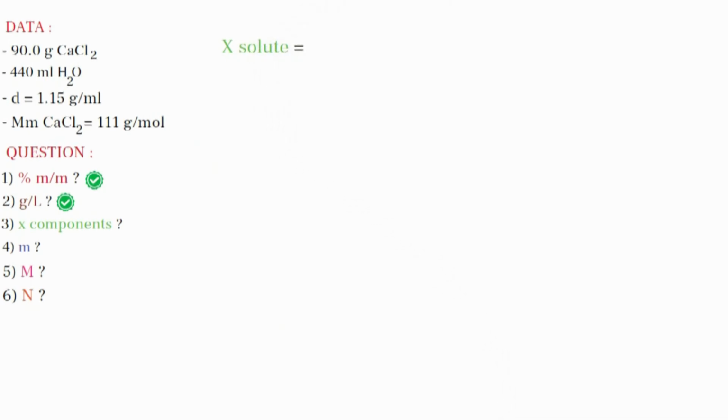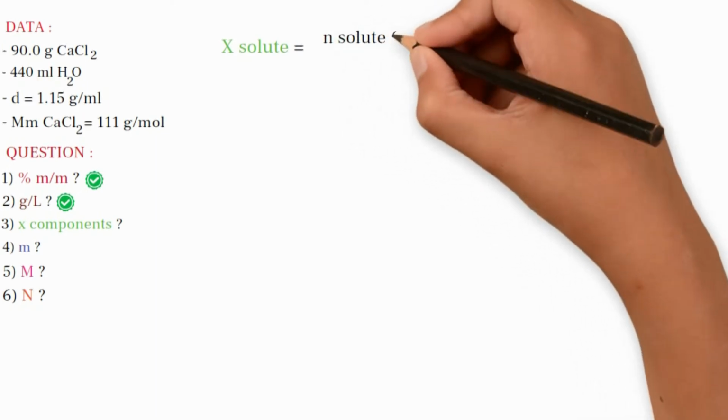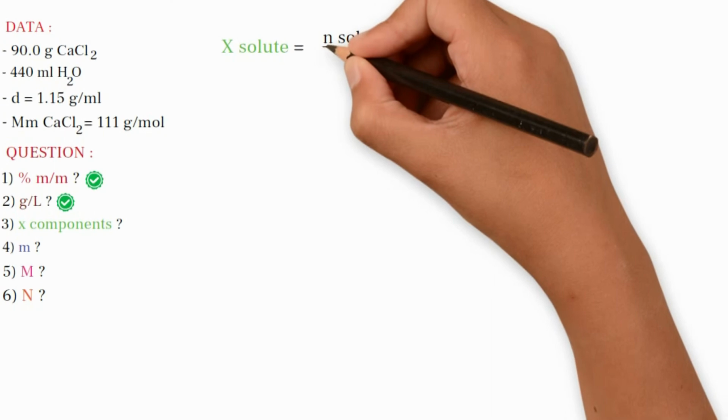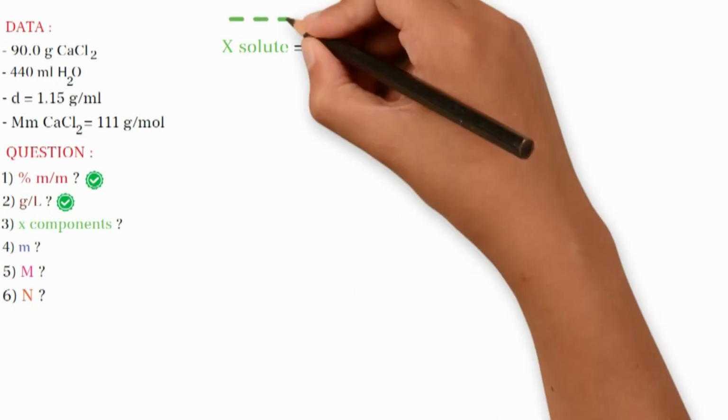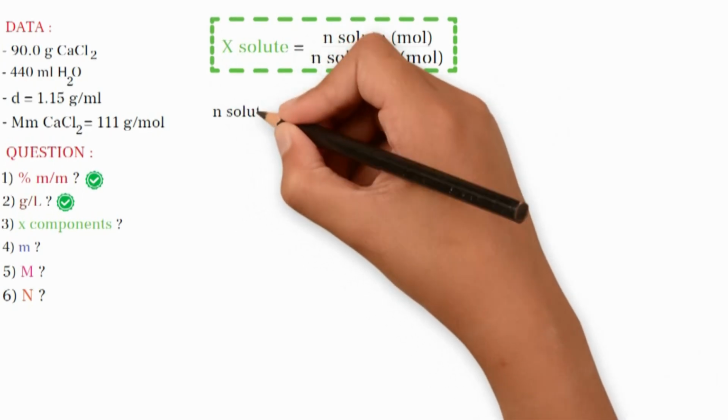And now let's find the mole fraction. So let's start from mole fraction of solute. Here we can have the mole fraction of solute and the mole fraction of solvent, because this solution is made only by two components. So let's start from mole fraction of solute, which is the mole of solute over the mole of solution. So this is our definition.